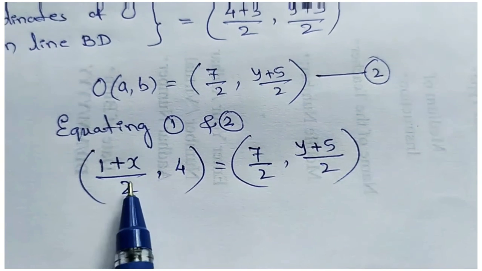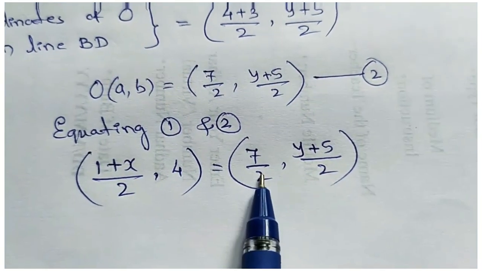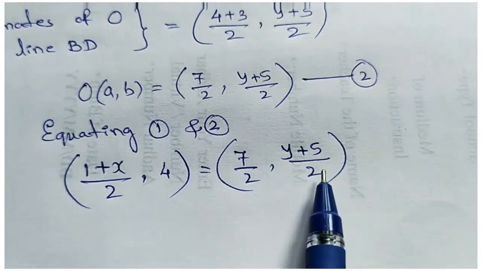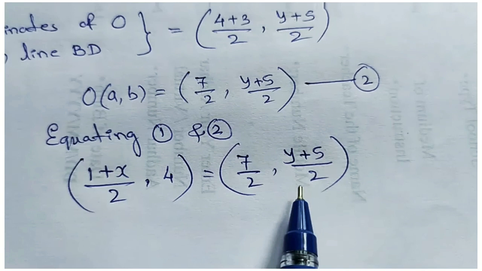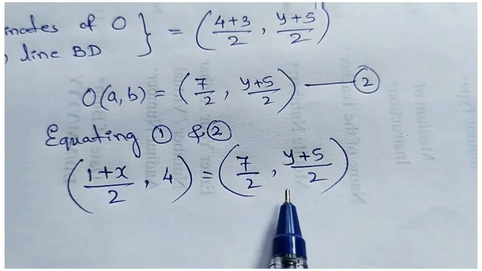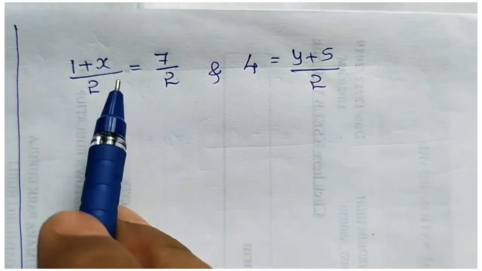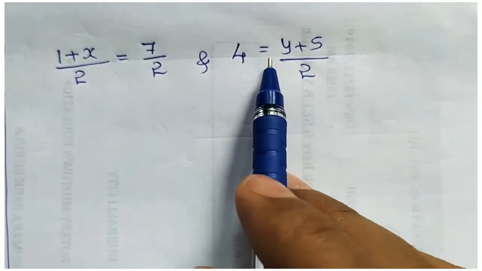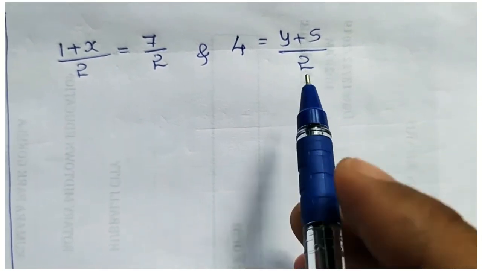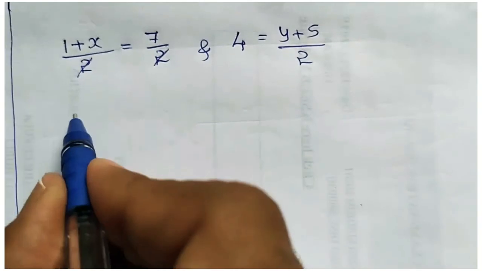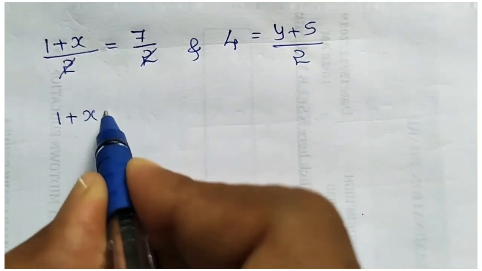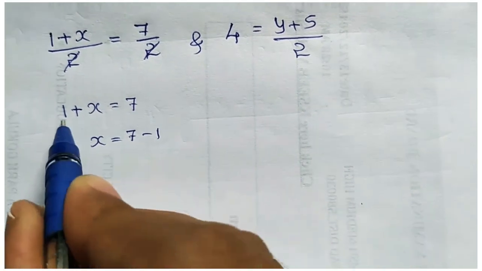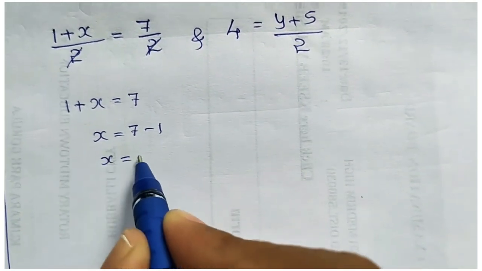It means the first term is equal to the first term of the second, and the 4 is equal to the second term. Now individually equating them, we get 1 plus x by 2 equal to 7 by 2, and 4 equal to y plus 5 by 2. The 2s get cancelled, what is left? 1 plus x equal to 7. So x equal to 7 minus 1. Taking it to the right side it becomes minus, so x equal to 6.